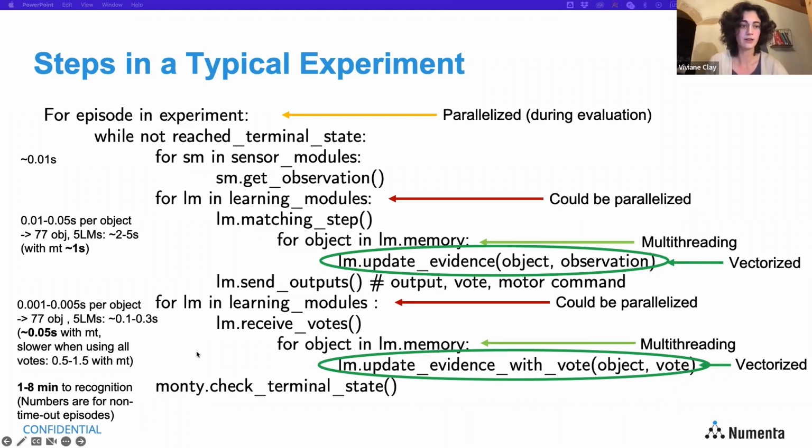Yeah, so since we already have these outer loops parallelized or using multi-threading, for this presentation I'll focus on the evidence updates, which are the slowest part of the code at the moment. Is this clear so far? Yeah, very clear.